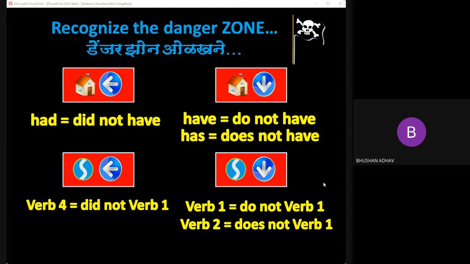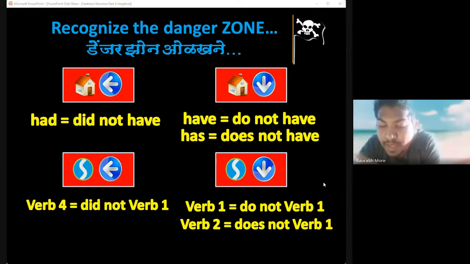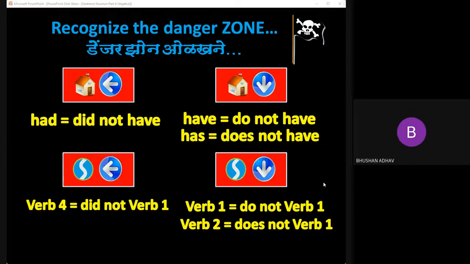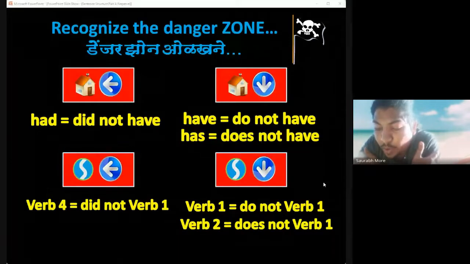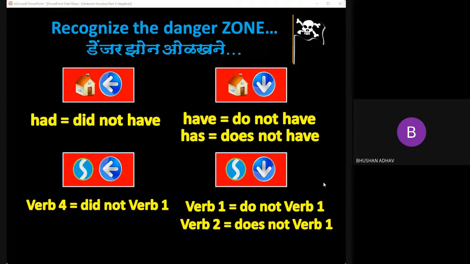Okay, now two more sentences remaining. Can I? Yes, yes. Saurabh, please. We did not have Visa and Master credit cards. Okay, yes, had into did not have. We did not have Visa and Master credit card. Yes, absolutely right. Amit Bhai does not have original copy of the documents. Correct. Has into does not have. Amit Bhai does not have original copy of that documents.